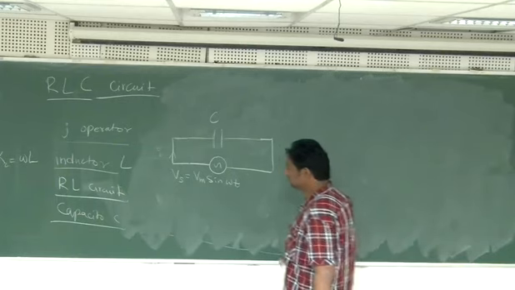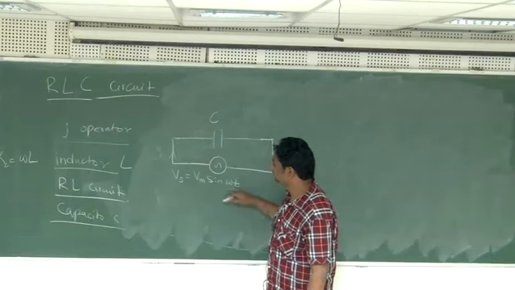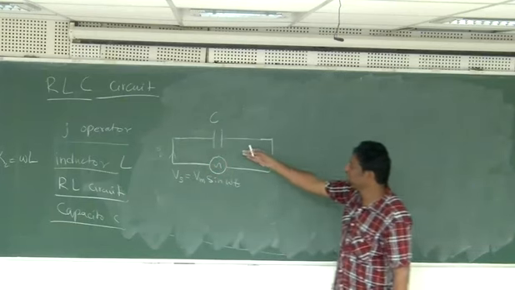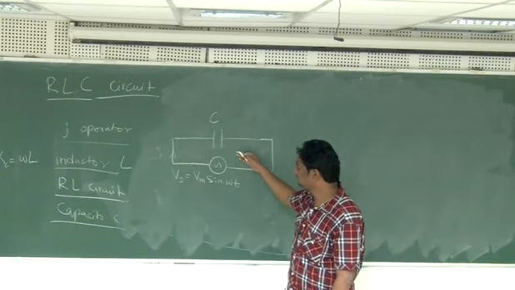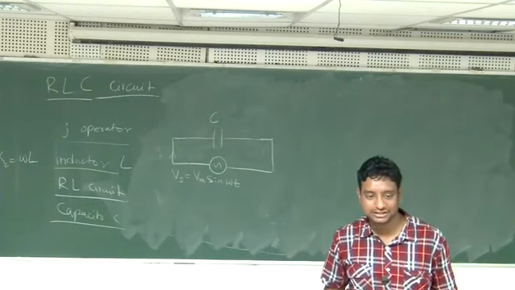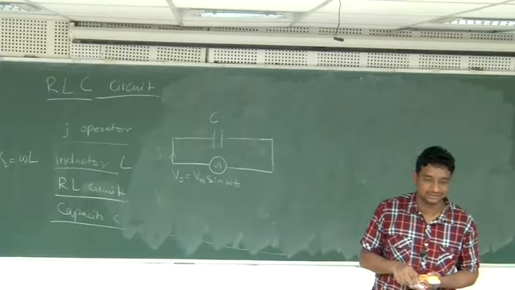So the question we are asking is the same question. If I apply this voltage, how much current will flow through this circuit? So what is the behavior of this element C? Does it oppose variations in current, or does it oppose variations in voltage?